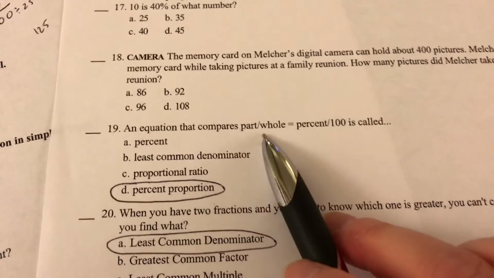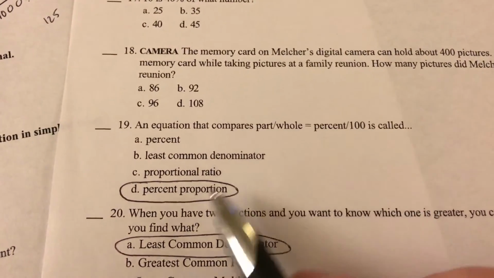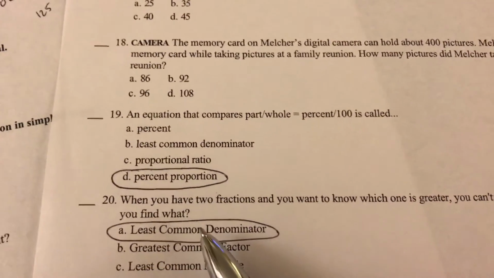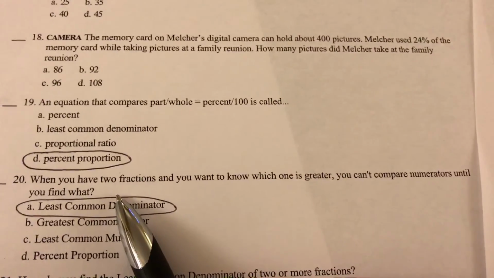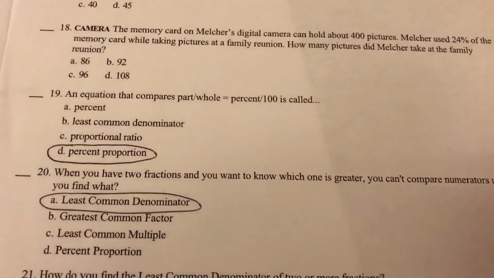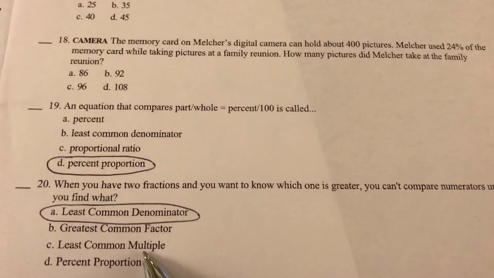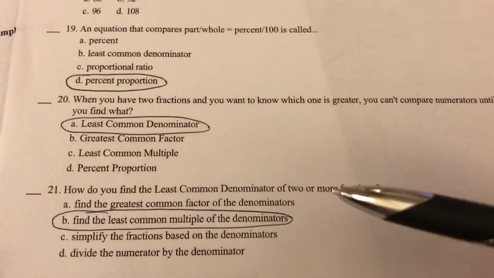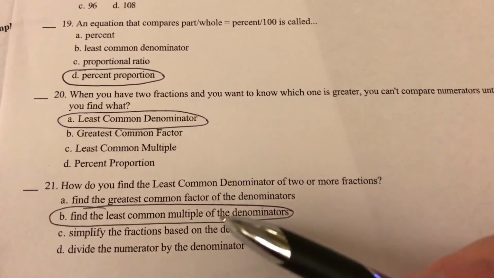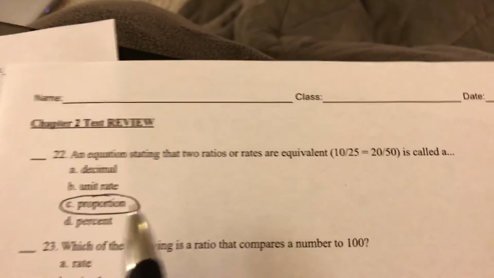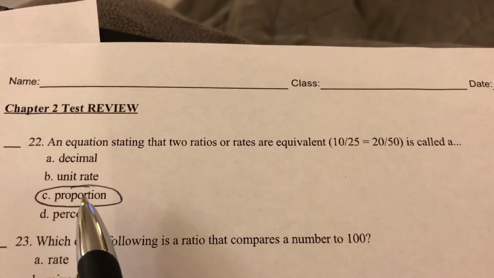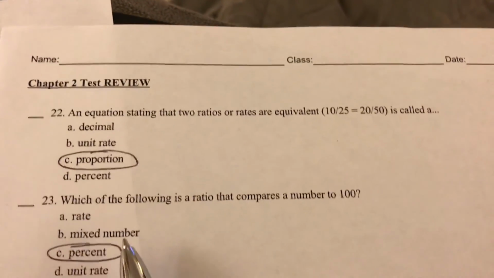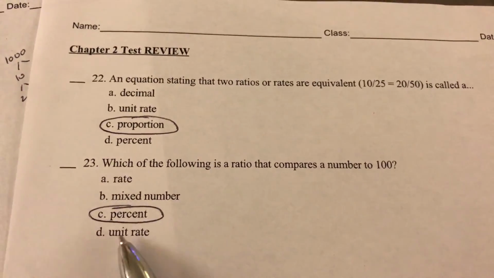All right, now let's check the vocab. An equation that compares part to whole to percent out of 100 is called percent proportion. When you have two fractions and you want to know which one's greater, you can't compare numerators until you find the least common denominator. Now to do that, you have to find the least common multiple, but what we're shooting for is the least common denominator. How do you find the least common denominator? Well, that's where you find the least common multiple. And then 22, an equation stating two ratios or rates are equivalent is called a proportion. And which of the following is a ratio that compares a number to 100, a percent?